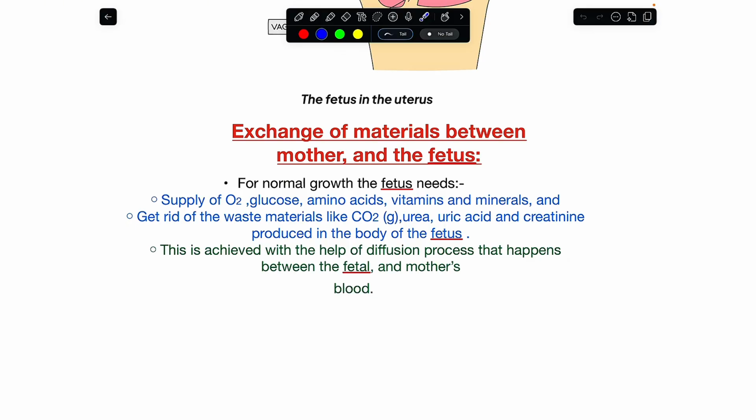And we are aware of this fact that this fetus, since it is a living organism, requires a continuous supply of oxygen gas. It would need glucose, amino acids, vitamins and minerals, and at the same time, the growing fetus would also be producing waste materials, and that includes carbon dioxide gas, urea, uric acid, and creatinine.